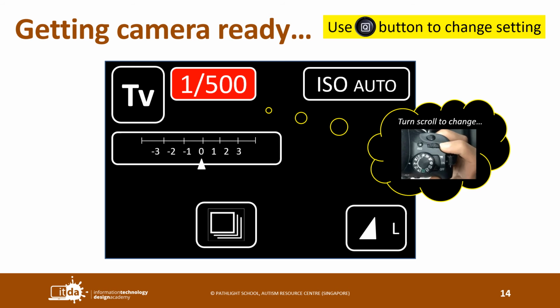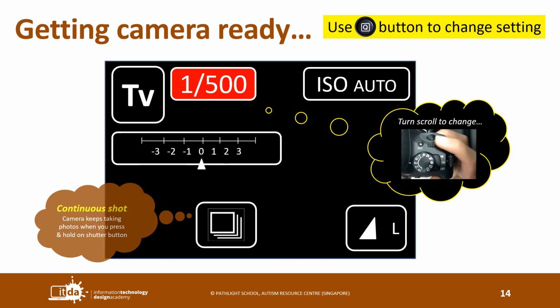Okay, now everyone, you notice that in this setting mode, if you look at the bottom row, there is a box of a few squares stacking over each other. Now, this is a special setting that we're also going to use for fast shutter speed. This is called continuous shot. This means that your camera will keep taking photos when you press and hold your shutter button.